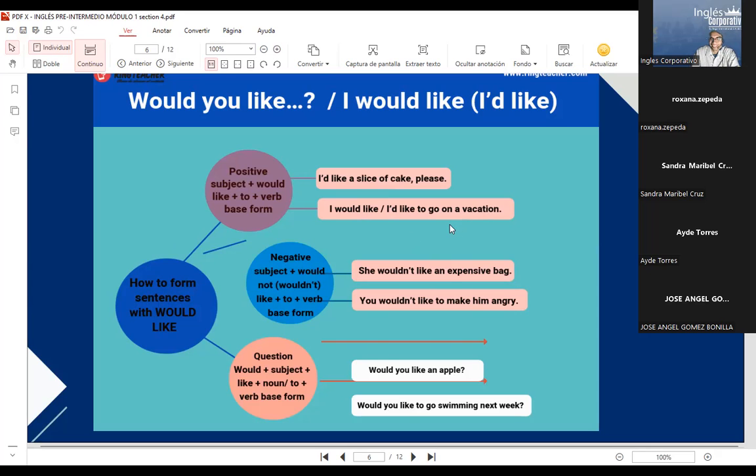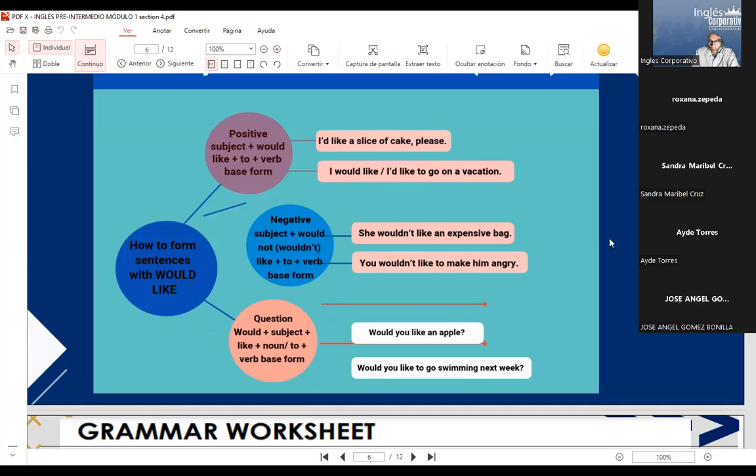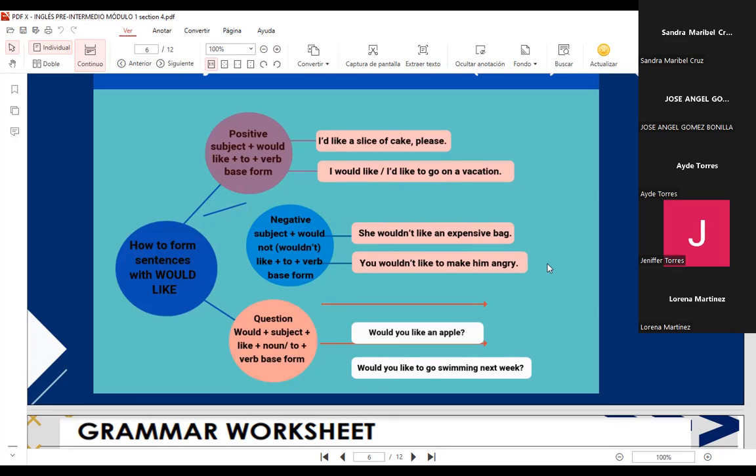Now an example. Yes. And next one. Can you help me, please, Jose? With this one. This part not. Please. I would like to go on vacation. Thank you. Very good. Next one. Jennifer, can you help me with the negative sentence, please? Okay. She won't like an expensive bag. Thank you. Repeat after me.